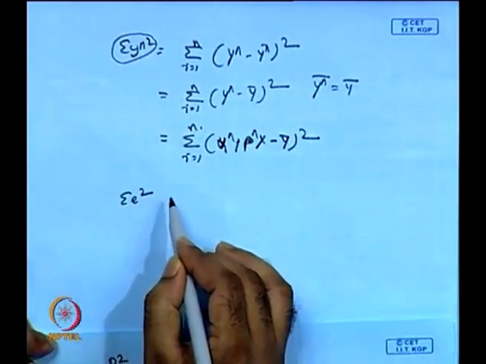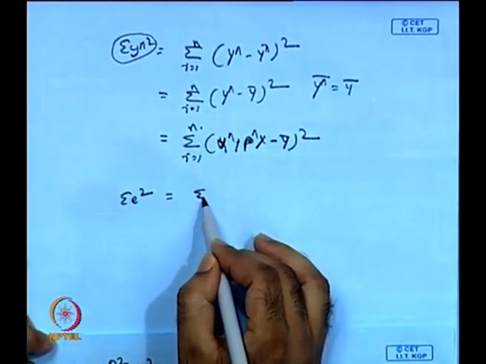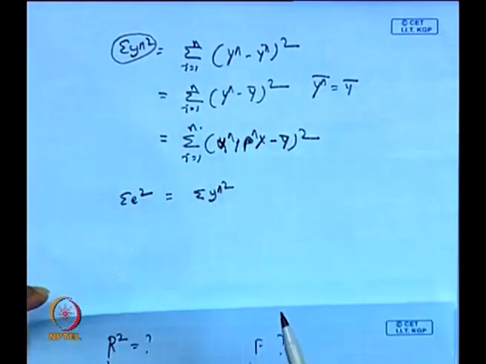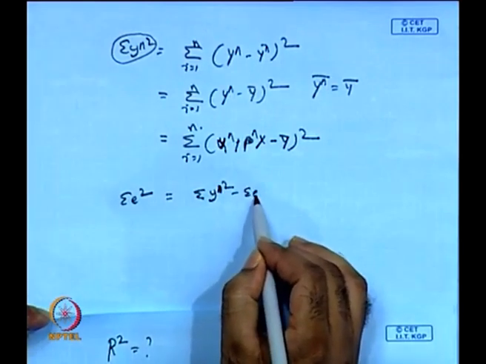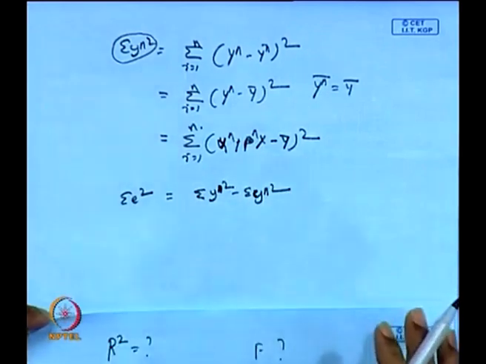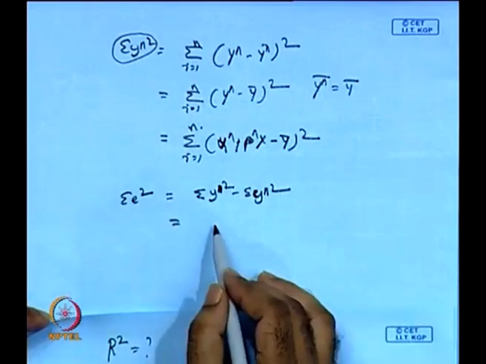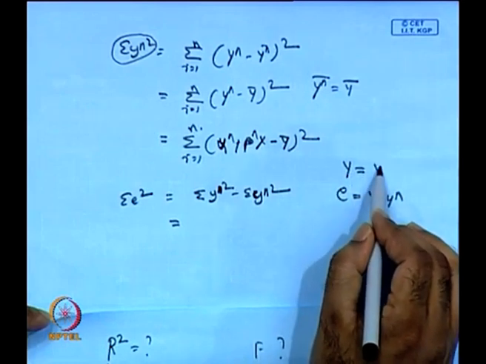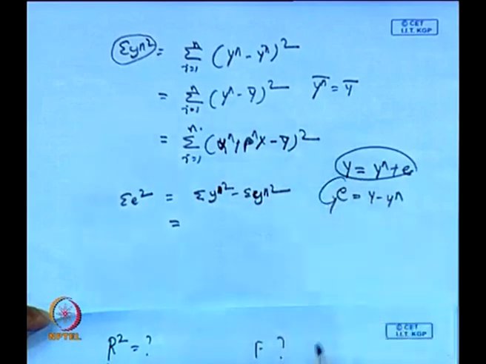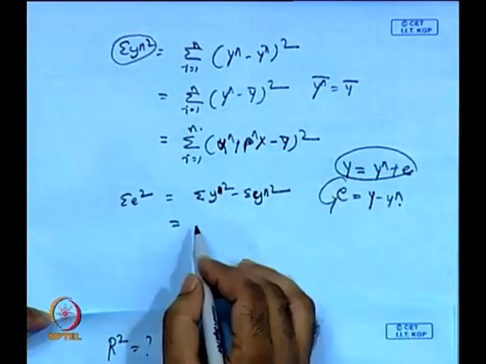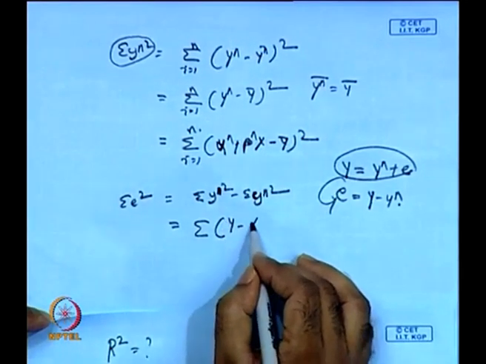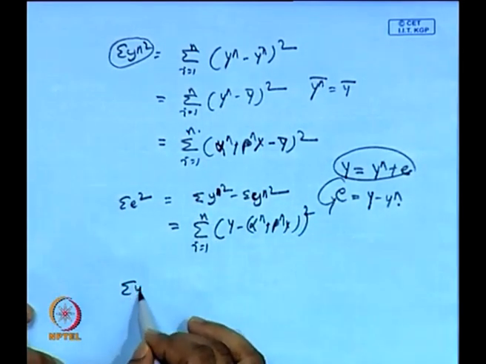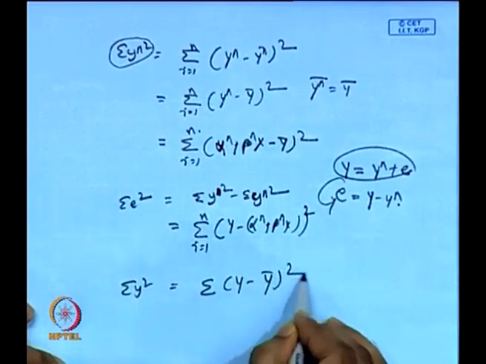Similarly, summation e square, that is the unexplained sum or residual sum, is equal to summation y square minus summation y hat square. So this is the difference between these two. e is the deviation, e is nothing but y minus y hat, because the overall structure is y equal to y hat plus e. This is how the error component is defined. So when we go for deviation, it is y minus alpha hat minus beta hat x whole squared, i equal to 1 to n. The third component is summation y square, which is nothing but summation y minus y bar whole squares, i equal to 1 to n.